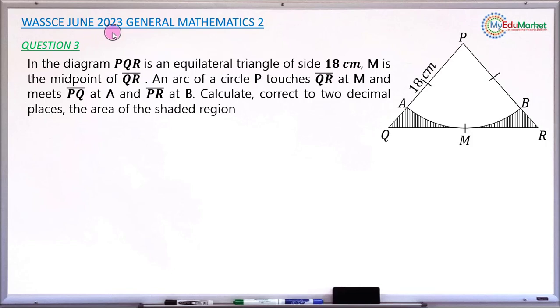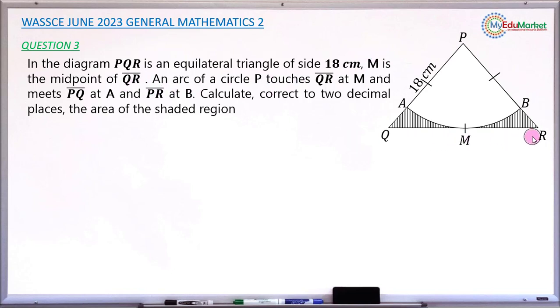This is WAEC June 2023 General Mathematics Paper 2, and we are answering question number 3. The question says in the diagram PQR is an equilateral triangle of side 18 centimeters. So this large triangle PQR is an equilateral triangle. As you can see, they mark one each on each side. And the question further says this point M is the midpoint of line QR.